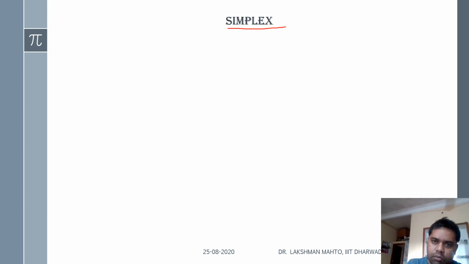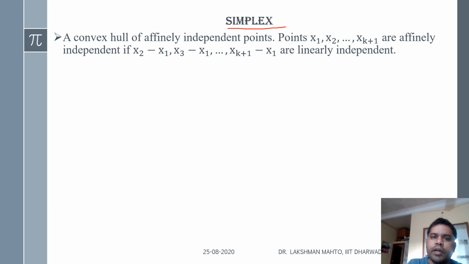Among the polytopes, the simplest one is the simplex. A simplex is more specific than a polytope. It is talking about one important kind of independence, that is, affinely independent points. So the convex hull of affinely independent points we call a simplex. It is a polytope, but due to the affinely independent nature, we call it a simplex.